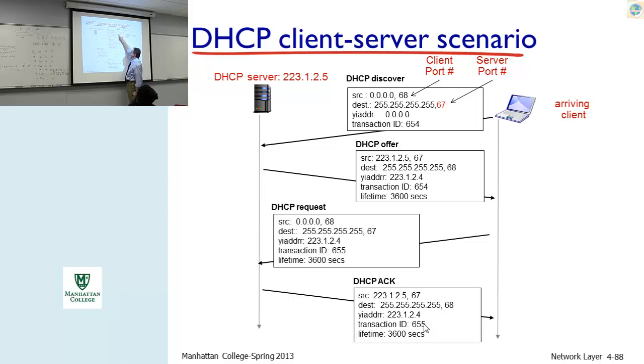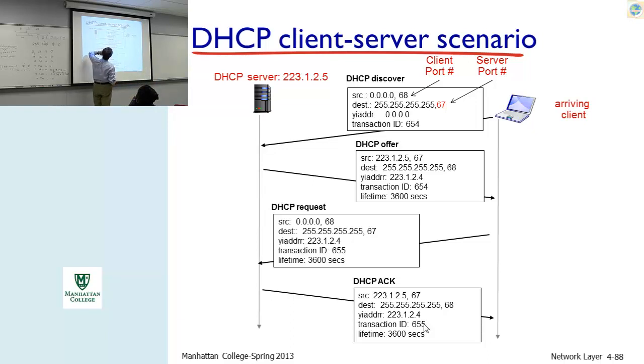255.255.255.255. The broadcast to port 67. That says that it's a DHCP server. And you don't have any offered IP address. But this transaction, you put an ID on this transaction because there are a couple of messages back and forth. You have to correlate them. So you put an ID. So the server receives it, and now it offers that.